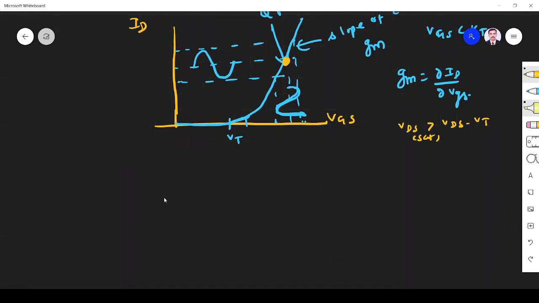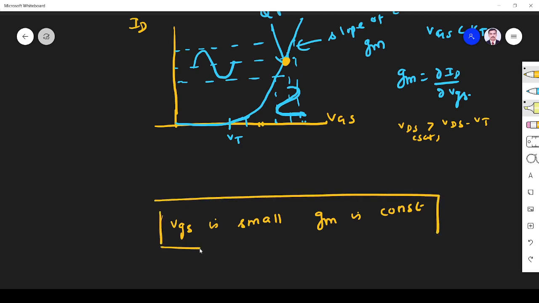So gm is the slope of the curve, right? If the change in VGS is very small, then transconductance is constant. From here to here, let us assume the change in VGS is very small, the transconductance will be constant. That is another important point we have to know. If you draw any line tangential to this curve, that slope will be called transconductance. So when VGS is small, the slope, or the transconductance, is constant.